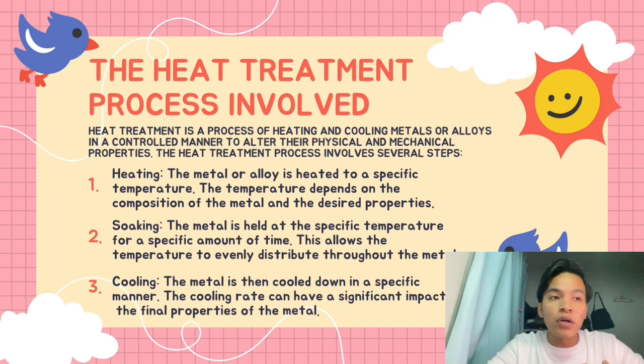Alright, so we start from heating first. The metal or alloy is heated to a specific temperature, and the temperature depends on the composition of the metal and the desired properties. The second one, soaking, is where the metal is held at the specific temperature for a specific amount of time. This allows the temperature to distribute evenly through the metal.